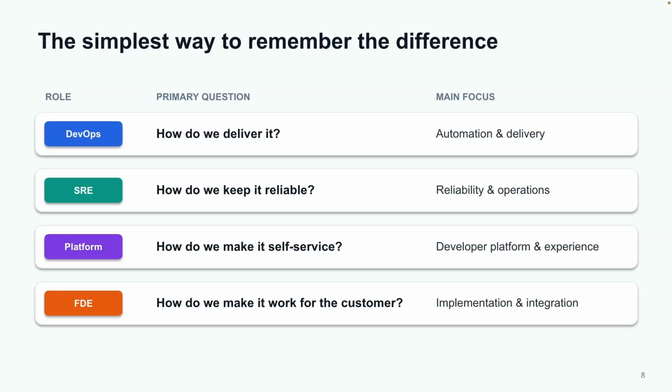For DevOps, how do I deliver it? So automation and delivery is the main focus. For SRE, how do we keep this reliable? So reliability and operations are the main thing for SRE. Platform engineering, how to make this self-service. So developer platform and experience is the main focus. And for the forward deployed engineer, how to make this work for the customer. So customer integration and implementation is the main focus. So these are not four isolated boxes.